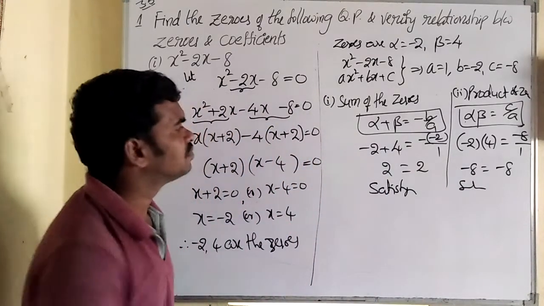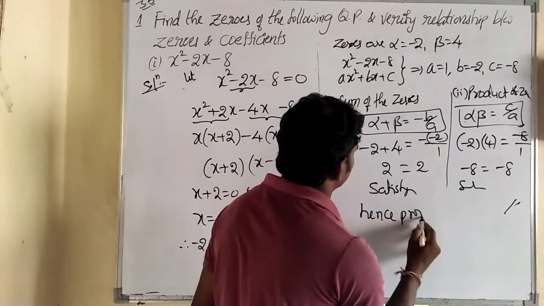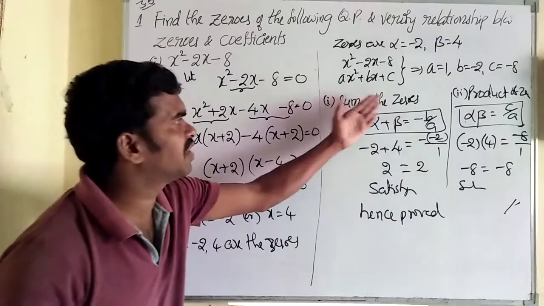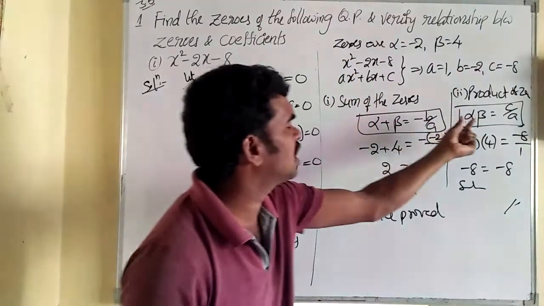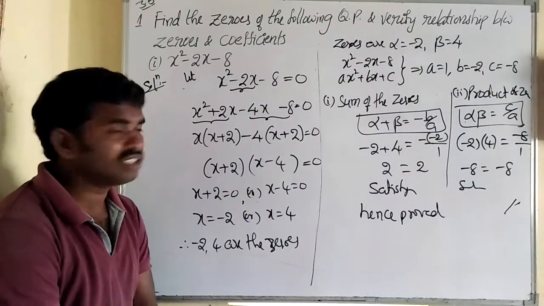So this is hence proved. This is the explanation of the relation between zeros and coefficients. Relation between zeros and coefficients. Is it clear? Any doubt?